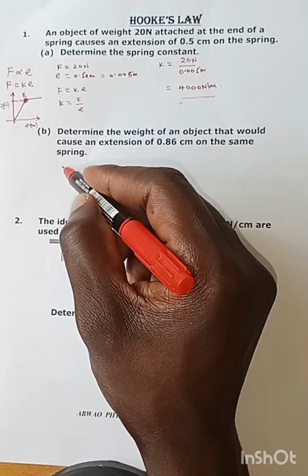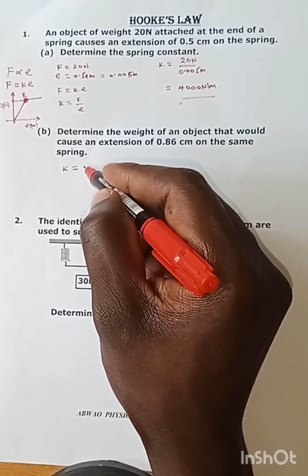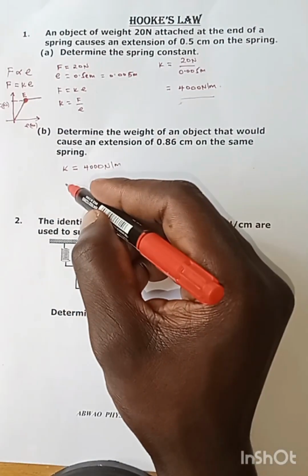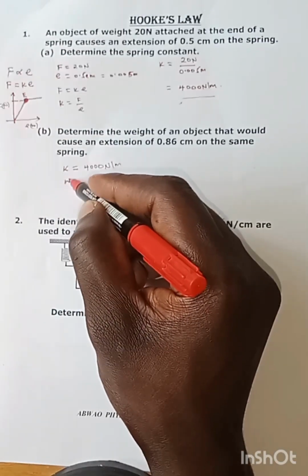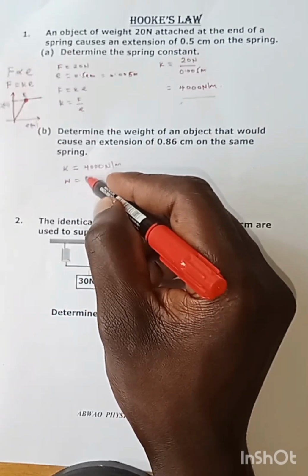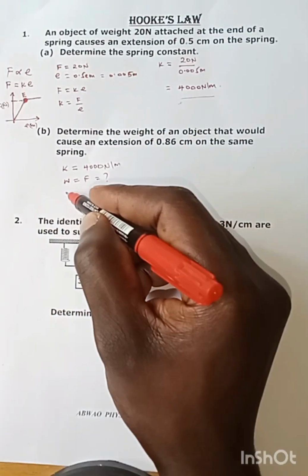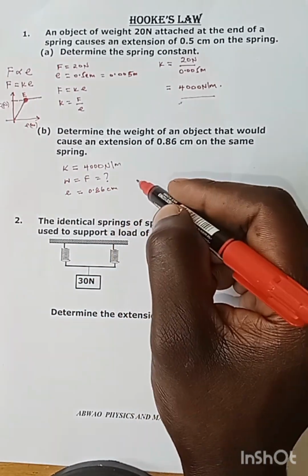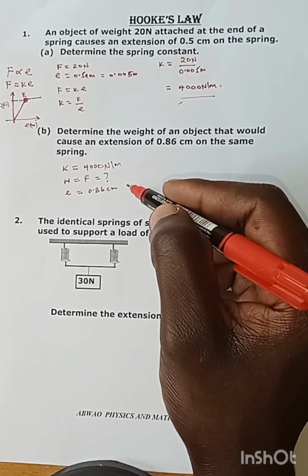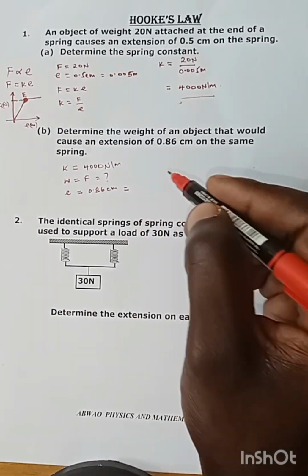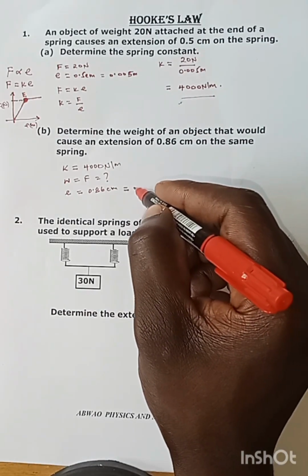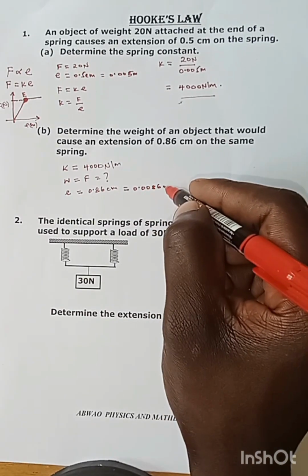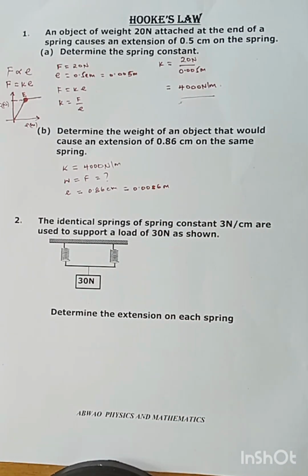So we already have our spring constant K equal to 4,000 Newton per meter, while we have the force or the weight that we are supposed to look for, which is the force, and that is what we want, but we have the extension to be 0.86 centimeters. But this extension, we are supposed to use in the SI unit, and therefore we convert this into meters, which becomes 0.0086. We divide it by 100, since 100 centimeters make 1 meter.